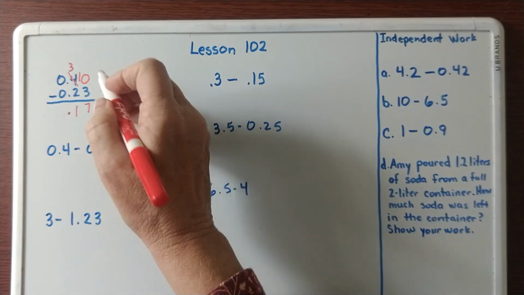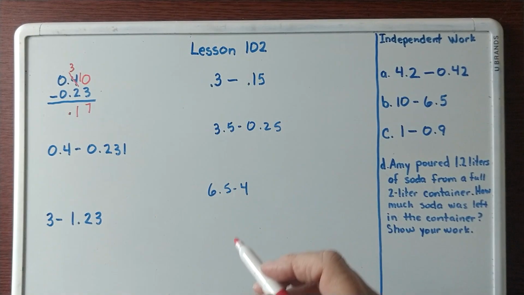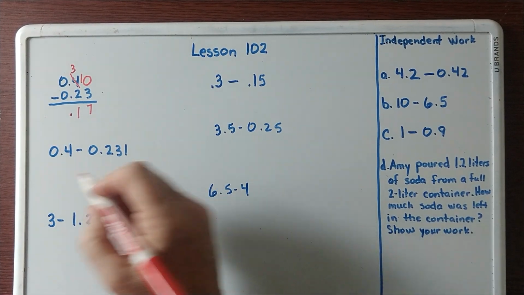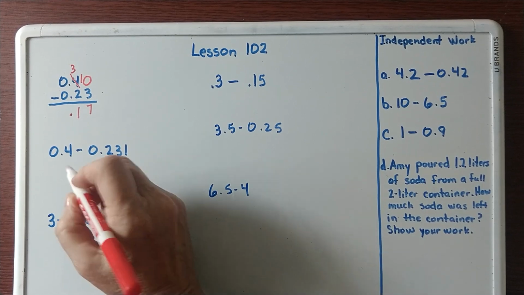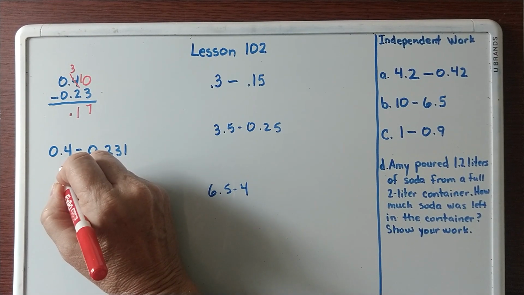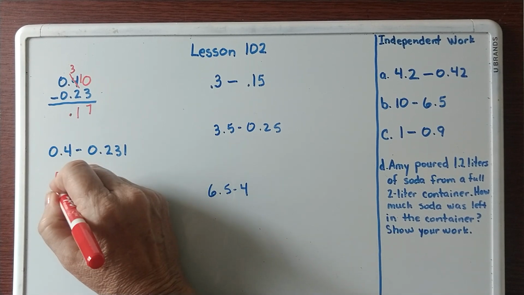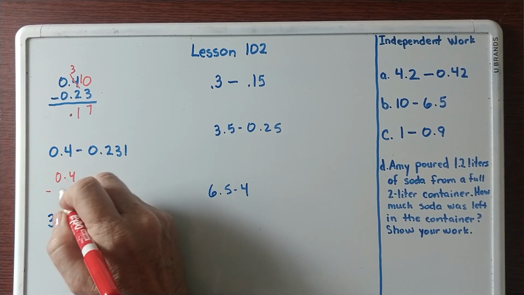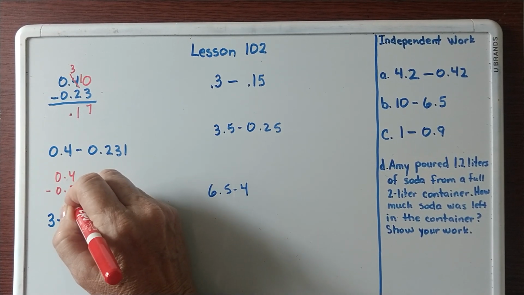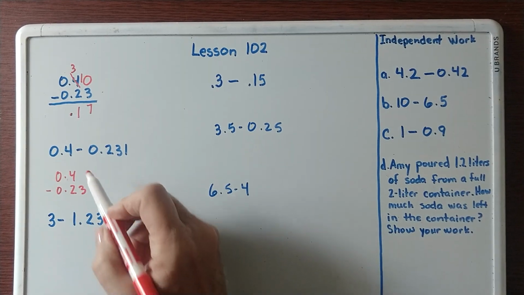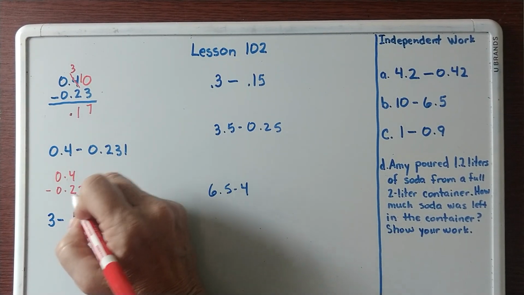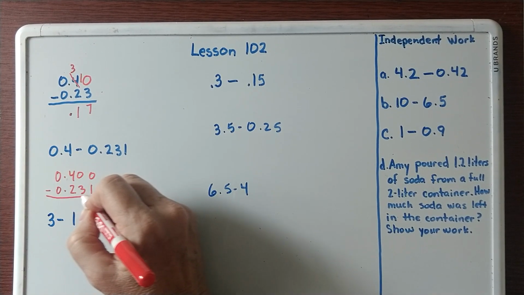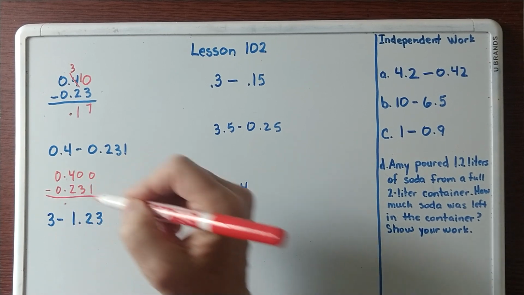All right, so now this one is already set up vertically. So when you see one that's horizontal like this, you need to go ahead and set it up vertically so that you can line up your decimals. So we've got 0.4 take away 0.231. Okay, so there's 2 decimal places here that do not have digits in them, so we're just going to go ahead and fill them in with zeros. And remember, bring your decimal point down.